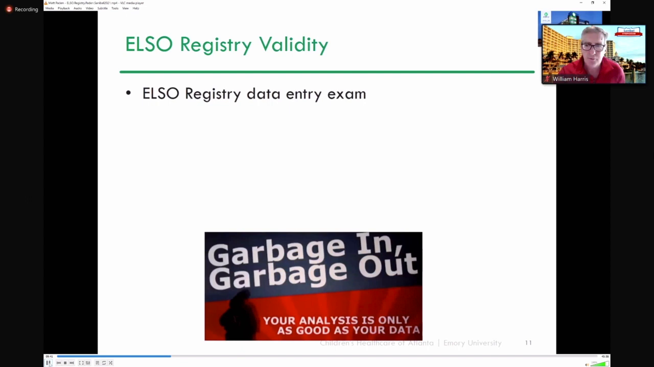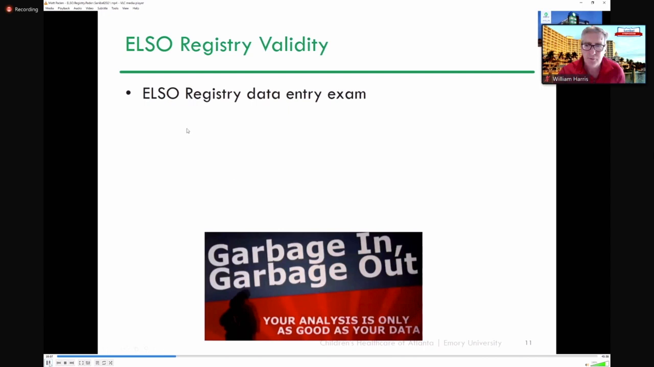So the data definitions, again, are a core part of registry validity. Now, none of the definitions make any difference if the folks who are entering the data don't actually know what the data definitions are or aren't using them appropriately. And again, in data analysis, we've all heard this concept of garbage in, garbage out, that your analysis is really only as good as your data is.